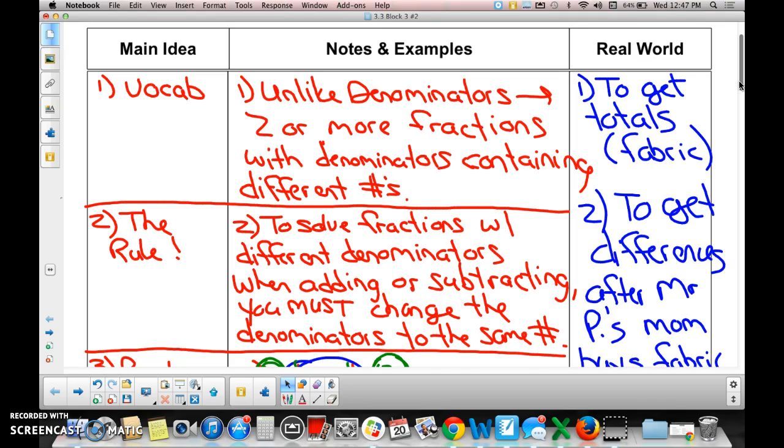Same thing with subtraction. If you can subtract 7 and 2, you need to be able to subtract 9/4 and 2/7. Yes or no? Yes.